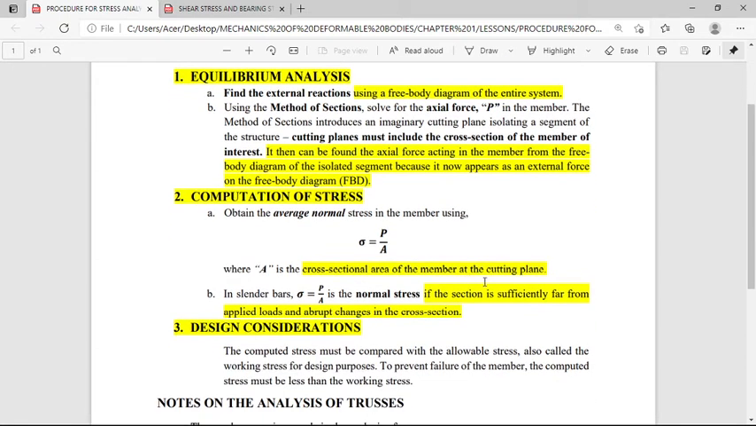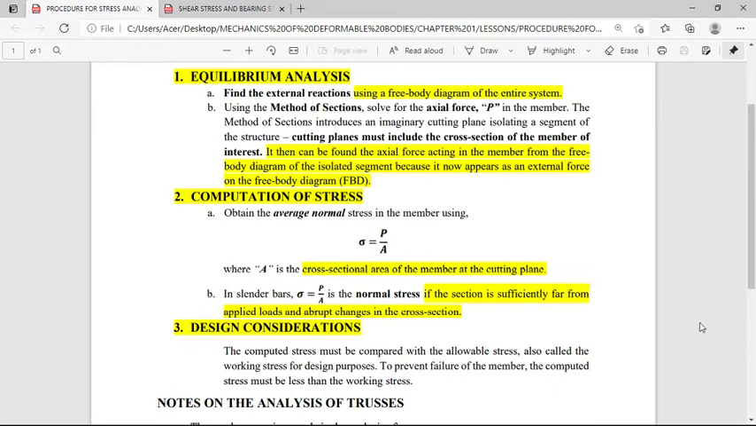So, next is number 2, computation of stress. So, after you solve for the actual force P or the unknown loads, you will then proceed to the actual computation of the stress. So first is obtain the average normal stress in the member. Using our formula, of course, stress equals force over A, or stress equals P over A. So yung A daw, capital letter A, is the cross-sectional area of the member at the cutting plane.